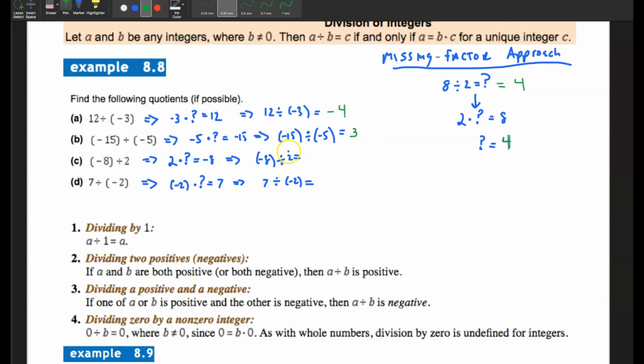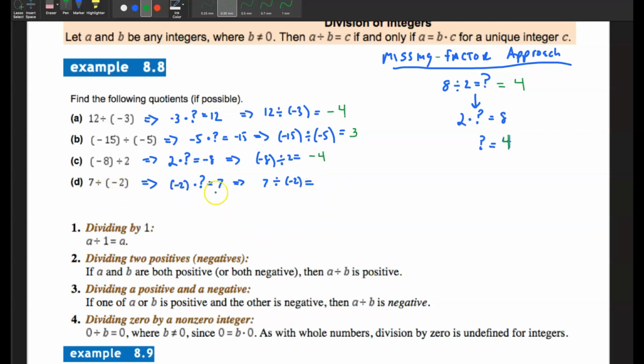You already know a negative divided by a negative is positive. That's the rule, but again, it gets motivated through the missing factor approach. 2 times what equals negative 8? 2 times negative 4. And then you'll notice that it matches up to these rules on the bottom.